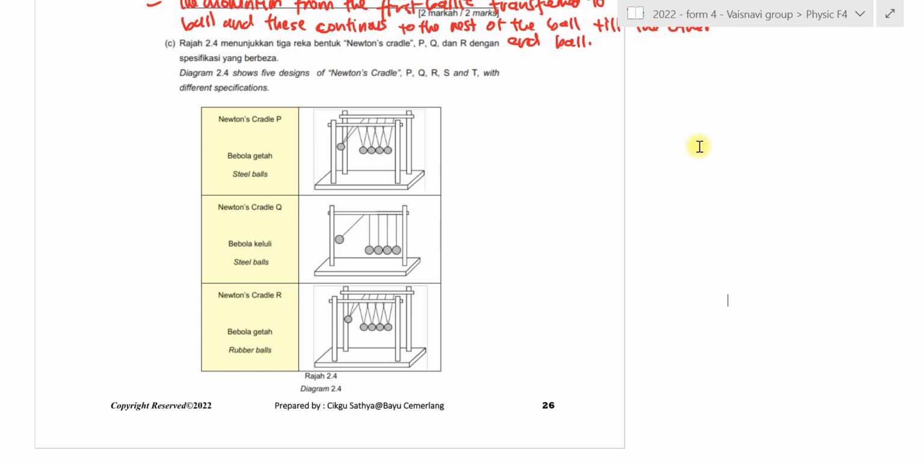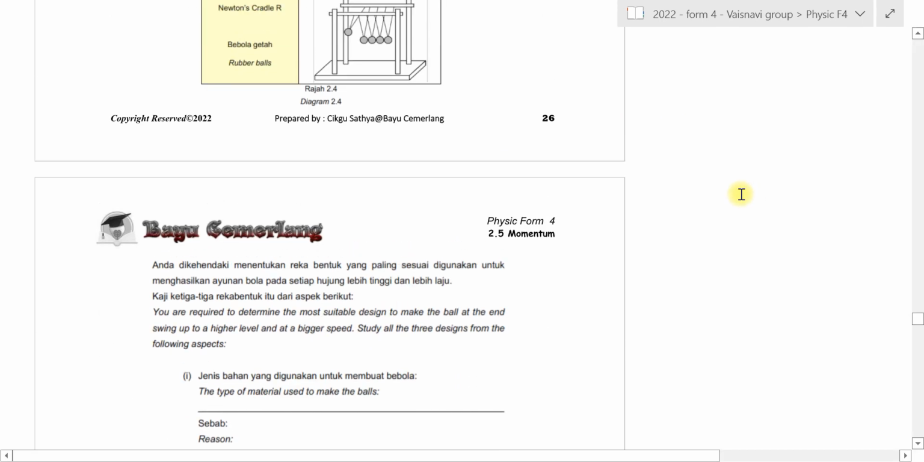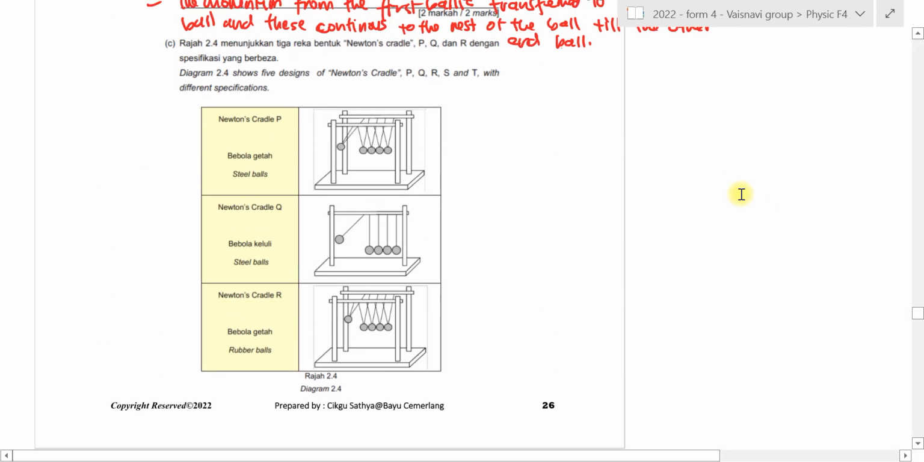Diagram 2.4 shows 5 designs. 5? 3 saja dia bagi. Okay, tak apa. Dia silap type lah. 3 designs of Newton's cradle P, Q, R, with different specifications. Okay, as we can see here, the P is using apa? Kenapa dia semua dia punya translation tak betul.